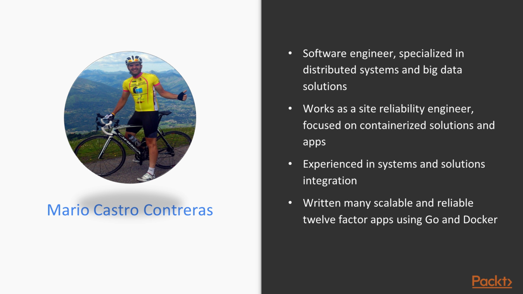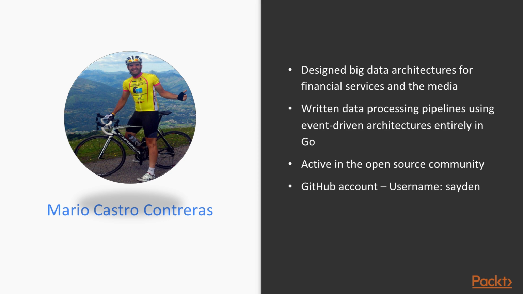Mario Castro Contreras is a software engineer who has specialized in distributed systems and big data solutions. He works as a site reliability engineer and now he is focused on containerized solutions and apps using most of the Google Cloud Suite, especially Kubernetes. He has wide experience in systems and solutions integration and has written many scalable and reliable 12-factor apps using Go and Docker. He has designed big data architectures for financial services and the media, and he has written data processing pipelines using event-driven architectures entirely in Go.